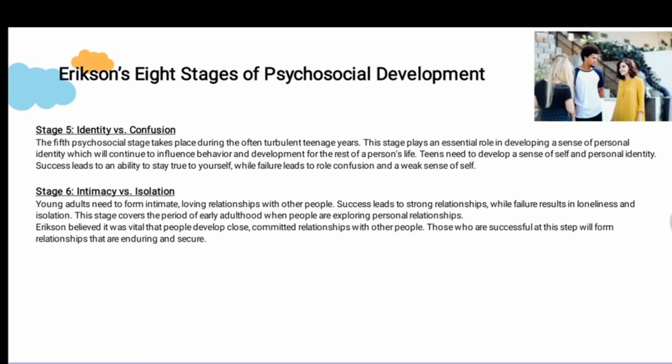The fifth psychosocial stage takes place during the often turbulent teenage years, and this stage plays an essential role in developing a sense of personal identity, which will continue to influence behavior and development for the rest of a person's life. Teens need to develop a sense of self and personal identity, and success leads to an ability to stay true to yourself, while failure leads to role confusion and a weak sense of self.